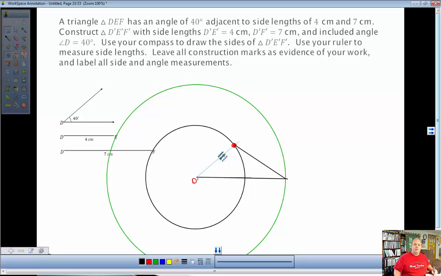And there again, I would label my triangle, because I know my included angle is 40 degrees. I know that this is going to be 33 degrees, and then this is going to be 107 degrees. If I was to measure all these out, I know that this one's 7 centimeters. This is 4 centimeters. If I was to bring my ruler out, I would get that this is 4.4 centimeters. No, 4.7.